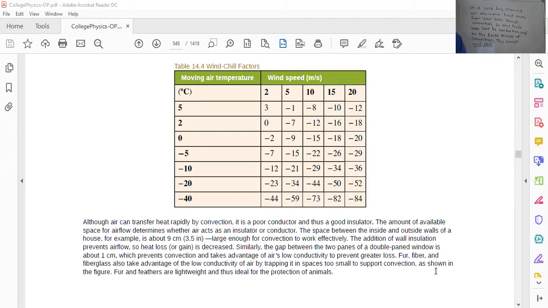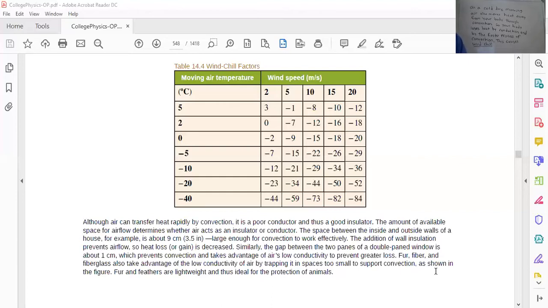If you look at the intersection of the actual temperature and the wind speed, you get what the air really feels like for your body, because all this heat is being moved away. At 5 degrees Celsius, even if the wind is only going at 2 meters a second, it really feels like 3 degrees Celsius. At 5 meters a second, it feels like -1. If the wind is at 20 meters per second, the equivalent temperature for the heat transfer problem of your body is as if the outside temperature is -12. That would be the wind chill you would actually feel.